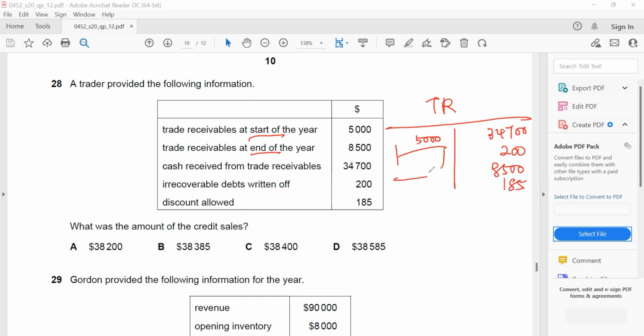So to find the credit sales, take the total credit minus the debit, 5,000. So the answer is 38,585. So the answer should be this one, D. Okay, now let's move on.